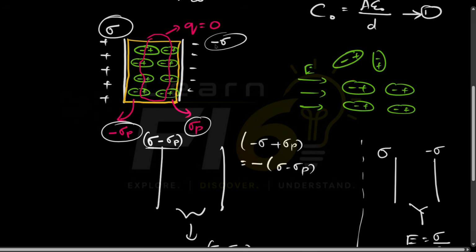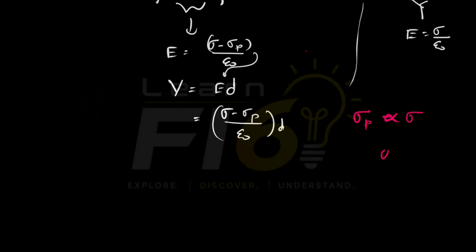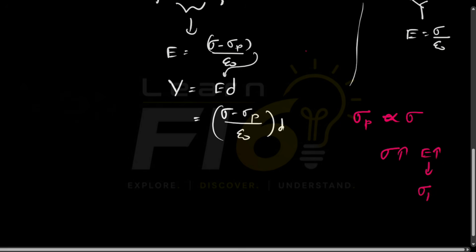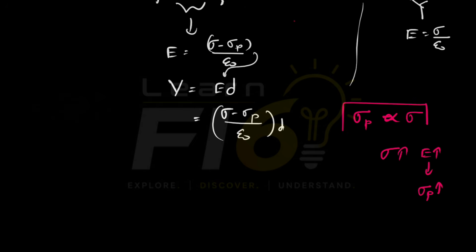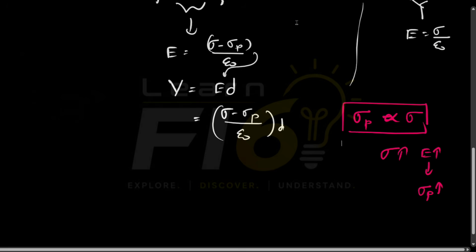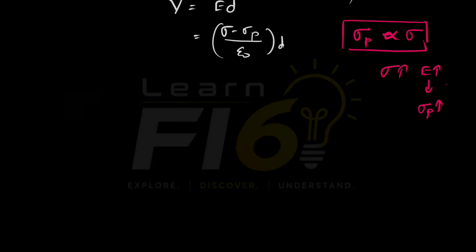If sigma increases, the electric field between the plates increases, which in turn increases the polarization, and the induced charge will also increase. So we can say sigma p is directly proportional to sigma. We are clear that if the sigma value is doubled, sigma p will also be doubled.